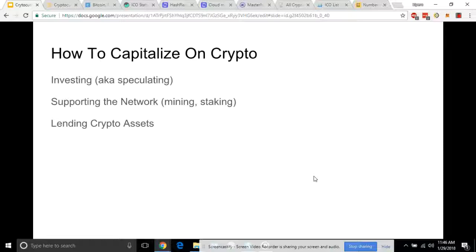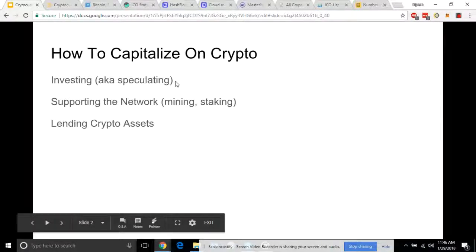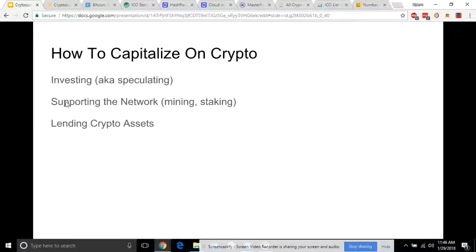One of them is investing, which is pretty much speculation on the price of the asset. The other one is what I call supporting the network, which means that you either mine crypto that is using proof of work protocol or stake the other coins that are using proof of stake protocol. Last but not least is lending the crypto asset you already have. I will show a few platforms that allow users to do so, and this strategy can be very useful if you have digital assets for a long term and you don't have any particular use for them as of now.